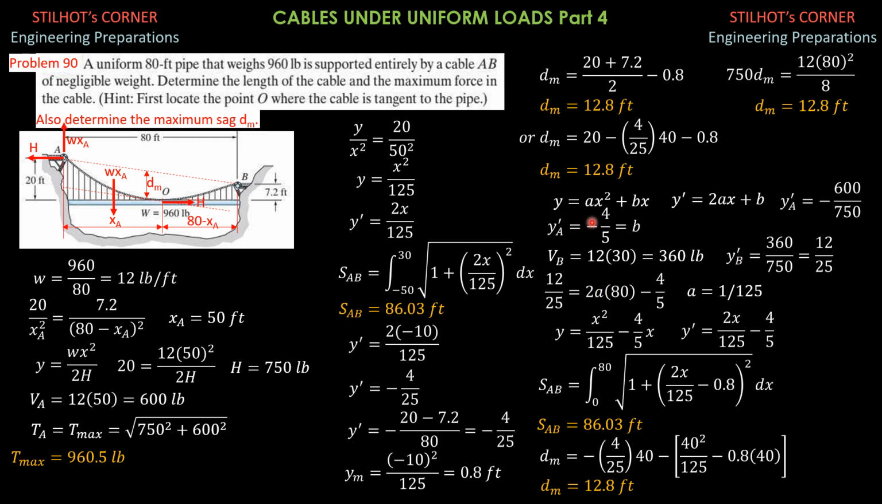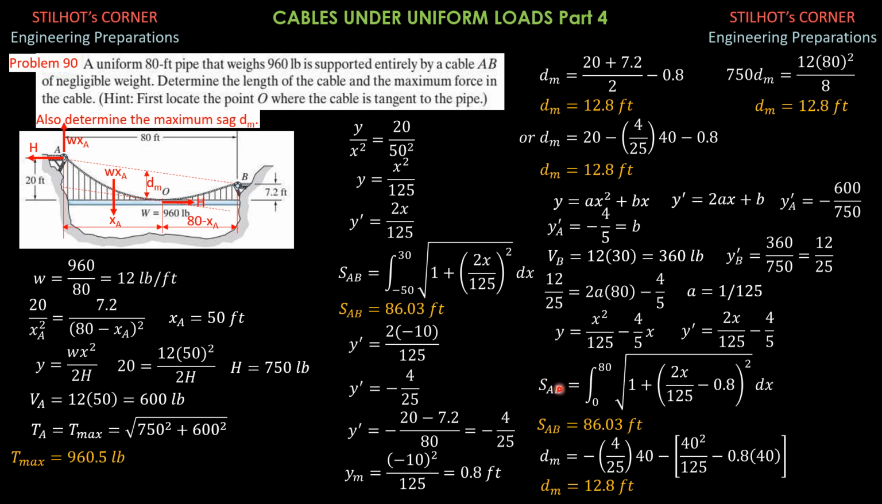So substitute into this formula here. 12 over 25 equals 2a times x, and x at B is 80, then plus b, which is negative 4/5. So a is 1 over 125. So the equation of the cable, therefore, with A as the origin is ax squared plus bx, or 1 over 125 x squared plus b, which is negative 4/5, times x. The derivative, therefore, is 2x over 125 minus 4/5.